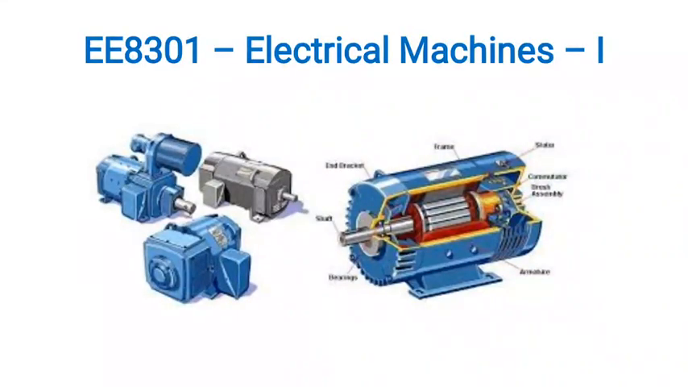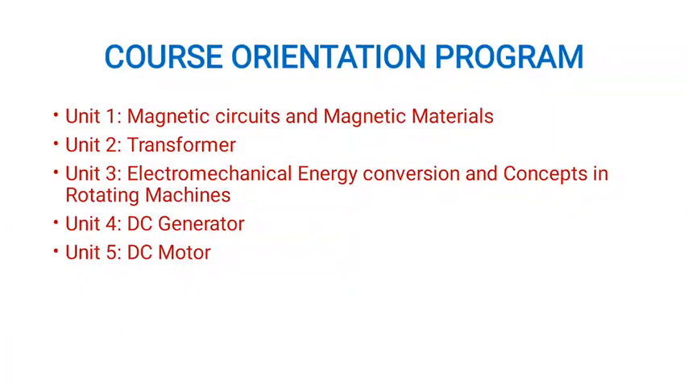So our subject is electrical machines 1 and the subject code is EE8301. The subject or course covers a unit of 5 units. So the first unit will discuss on magnetic circuits and magnetic materials, and the second unit we will discuss on transformers. Third unit, it is electromechanical energy conversion and the concepts in rotating machines. The fourth unit is a DC generator, and finally the fifth unit will tell about DC motors and its principles.